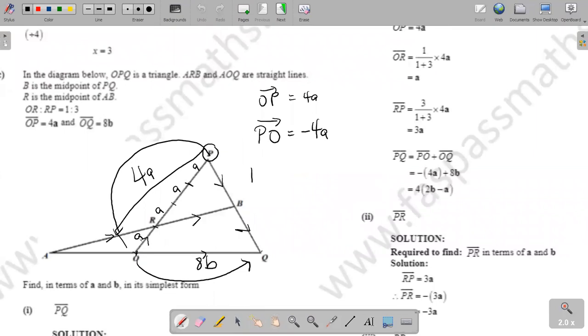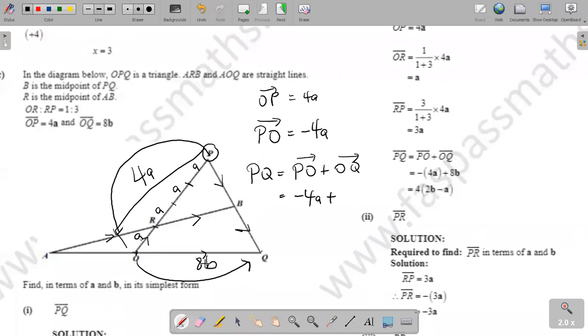Okay, so that means PQ, let's follow the path. How do I go from P to Q? I have to go from P to O first, then from O to Q. That's PO plus OQ. Everybody seeing that? So let's go. What was PO? PO is negative 4a plus, what is OQ?